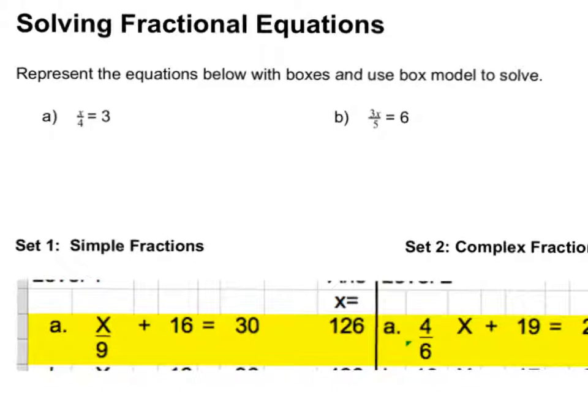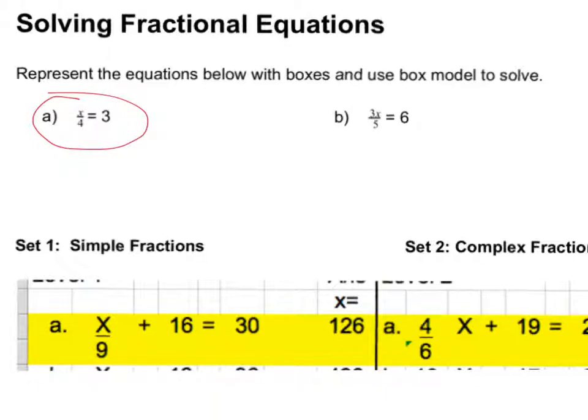We're going to look at a screencast here where we solve fractional equations. First thing I want to do though before we get started is to give you an idea of what it means for an equation to be fractional. So let's look at this one right here, folks. This one says x over 4 equals 3.